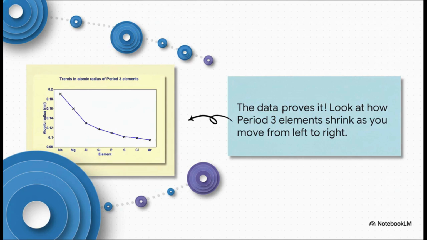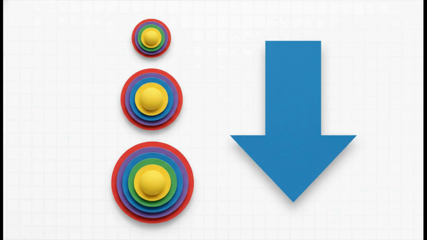And hey, don't just take my word for it. The proof is right here in the data. Look at this chart for period 3. See? You start with sodium on the left, and as you move across to the right, adding one proton at a time, look what happens. The size just drops and drops and drops. It's such a perfect, predictable trend. So cool.